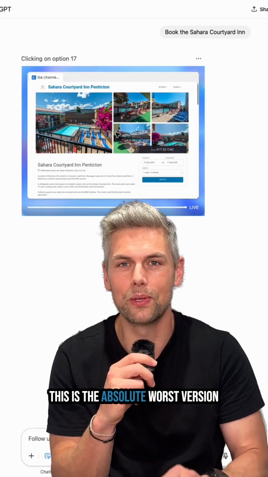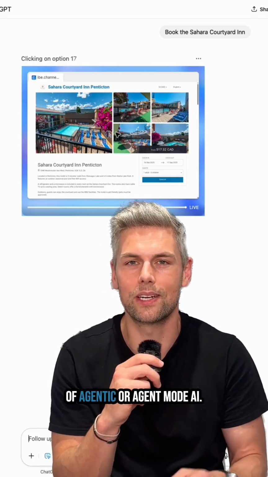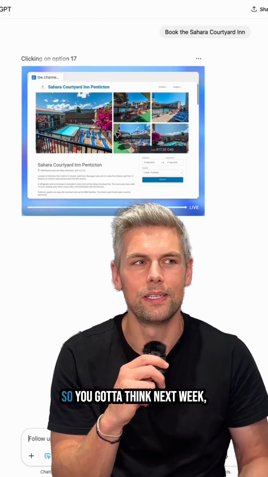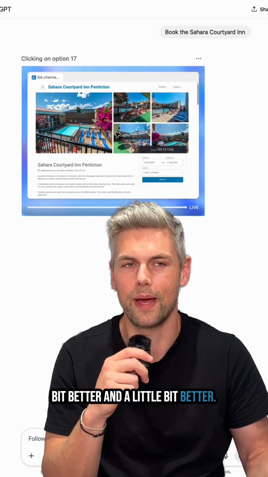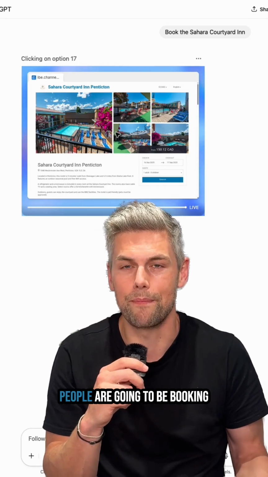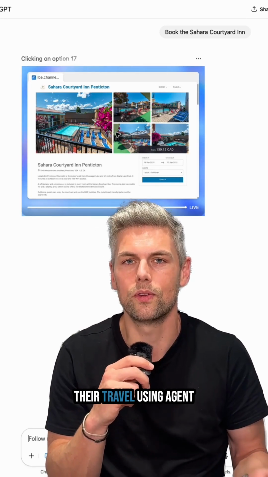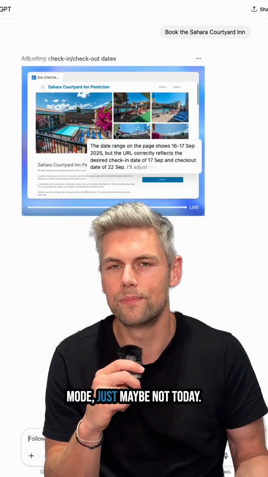Right? This is the absolute worst version of agentic or agent mode AI. So you got to think next week, next month, it's going to get a little bit better and a little bit better. This is coming, right? People are going to be booking their travel using agent mode, just maybe not today.